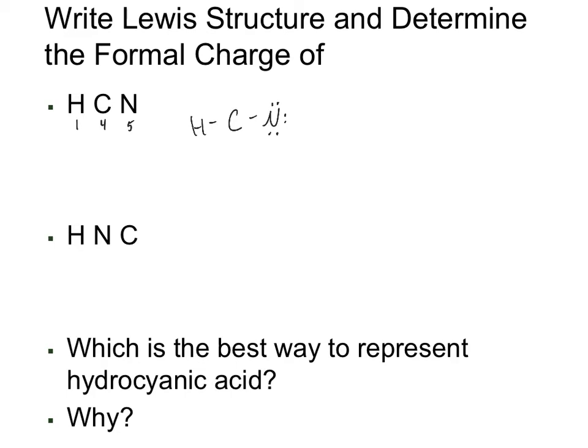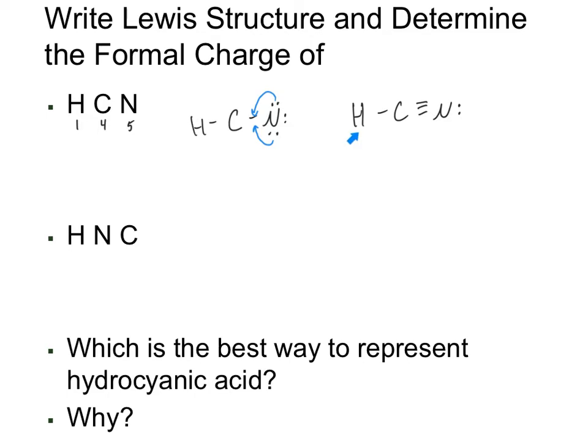We see that carbon does not have an octet, and so we're going to go ahead and put these electrons into the center for a triple bond between carbon and nitrogen. And now every atom has an octet, and we've used all 10 of our electrons. So we would say that this is a valid Lewis structure. But now let's do our formal charge analysis.